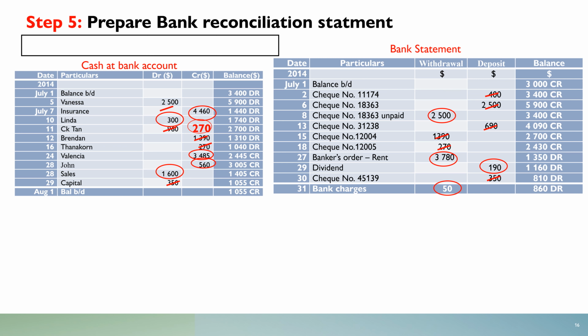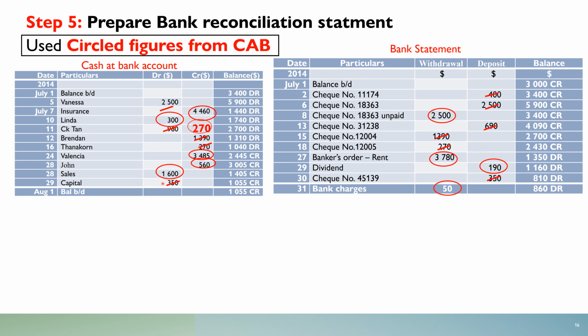Okay, step 5 is to prepare the bank reconciliation statement. Again, it's one of the parts of the questions that you will need to prepare. So how do you prepare a bank reconciliation statement? Basically, make use of the circled figures from the cash at bank account. These are the circled figures in the cash at bank account, 1, 2, 3, 4, 5. The 5 circled figures here have not been recorded in the bank statement yet. So these 5 circled figures need to be transferred to the bank statement. We will have to prepare these in a bank reconciliation statement.